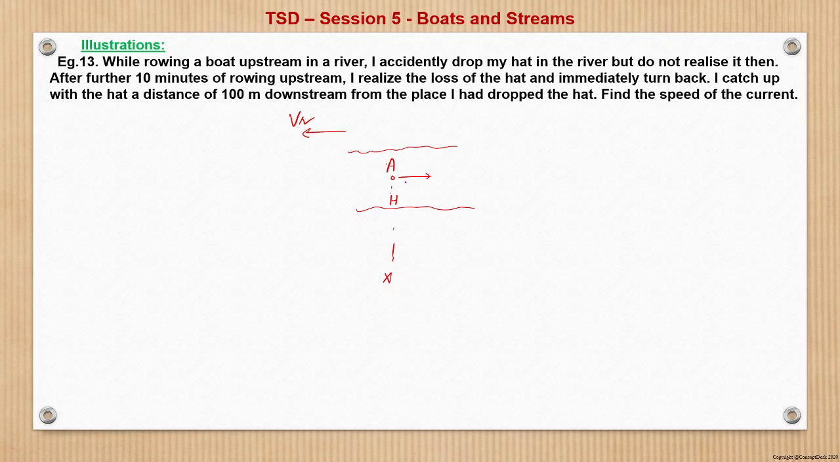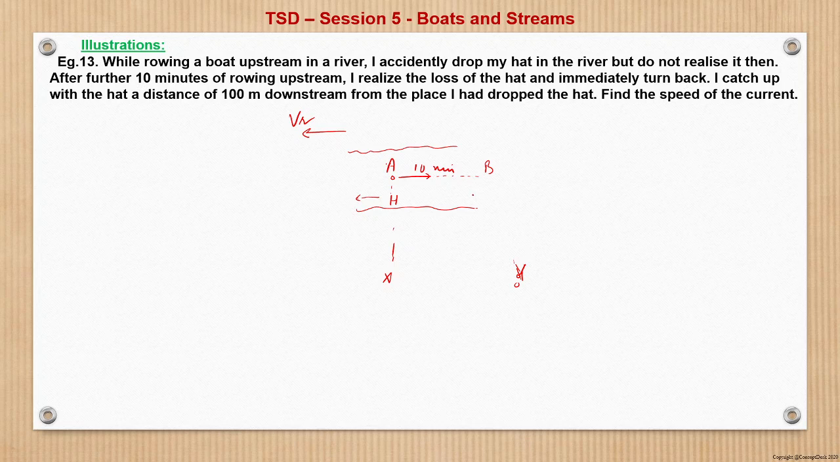But here, when the hat is dropped, I do not get to know that the hat has been dropped. I keep on moving for 10 minutes. I reach the point say B. Let the corresponding point on the ground be Y, right? So this is a 10-minute journey upstream. Whereas as soon as this hat falls here, it will start moving with the speed of the flow, at the speed of VR, in this direction.